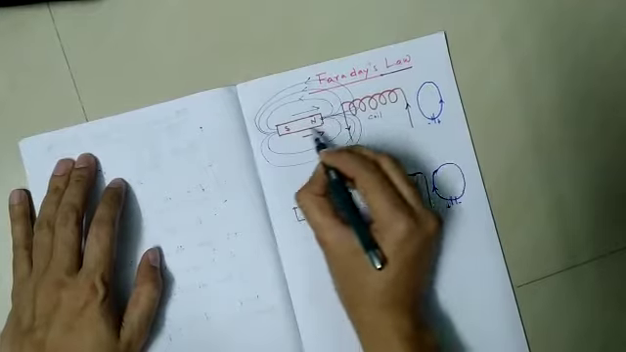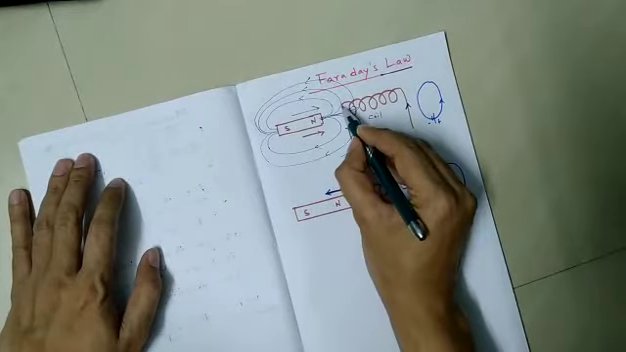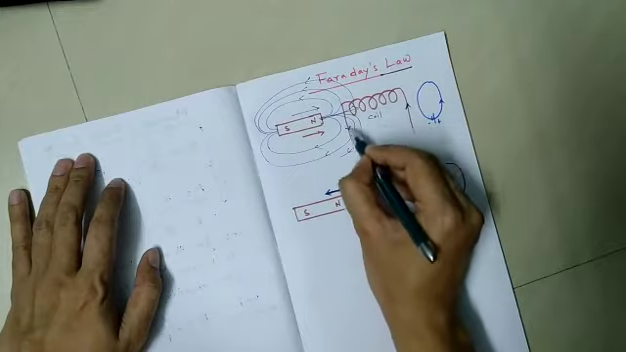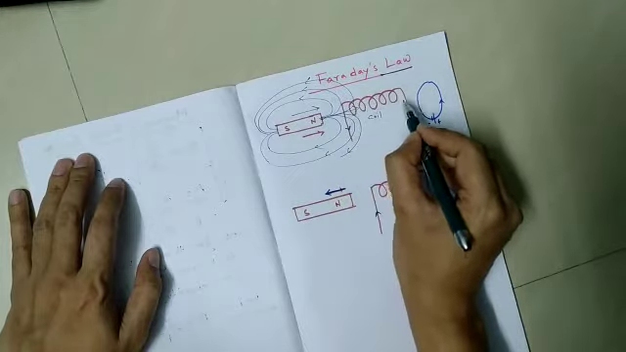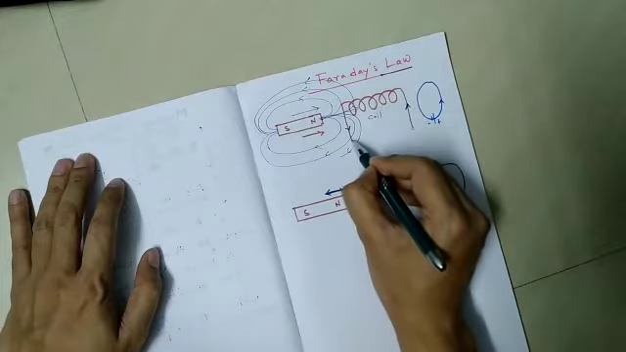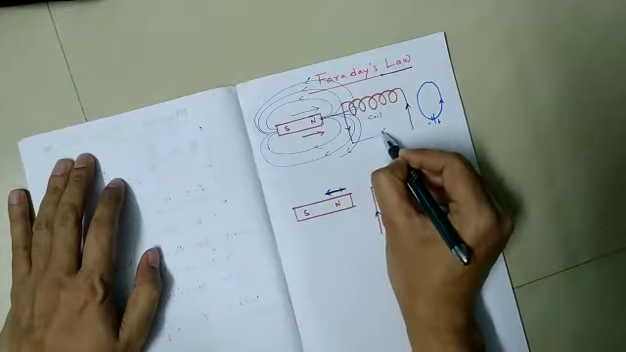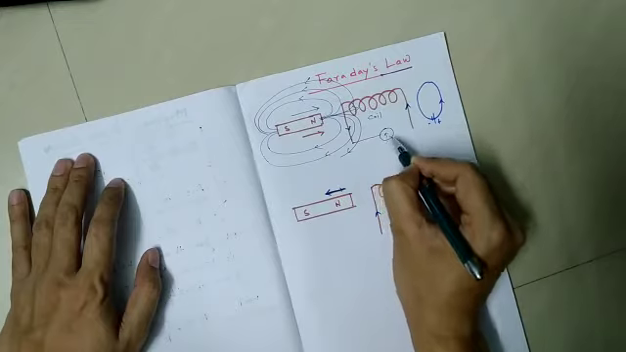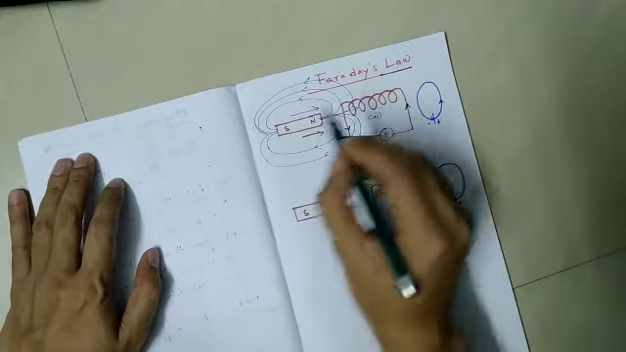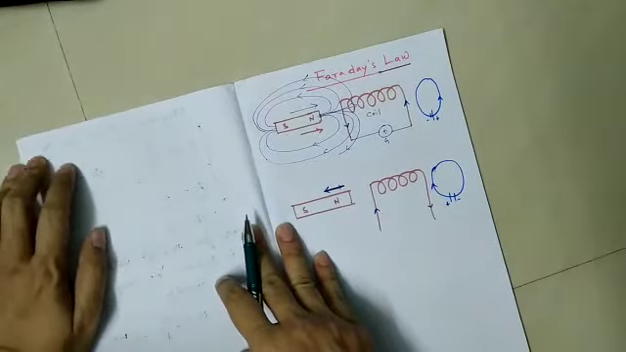So because of the flux change, an instantaneous EMF will develop in the coil. Because of the EMF, a current will flow through the coil. That current can be identified by a galvanometer which is attached to the coil.